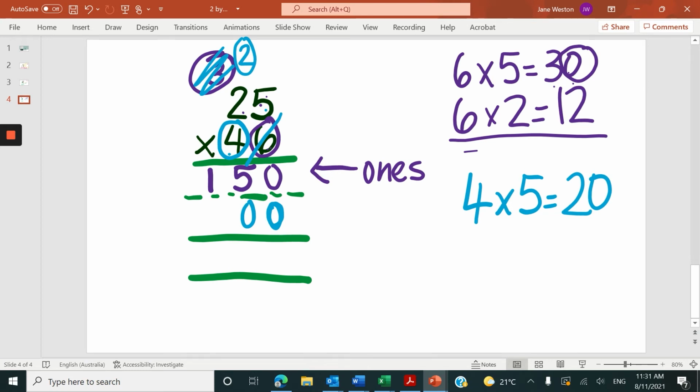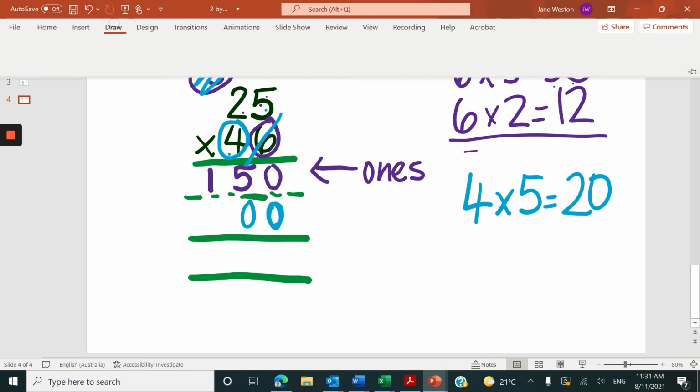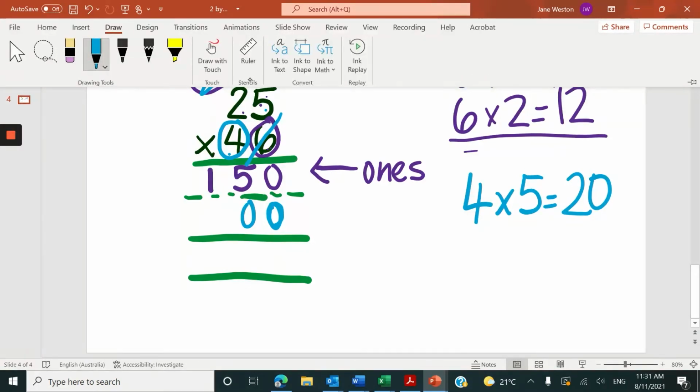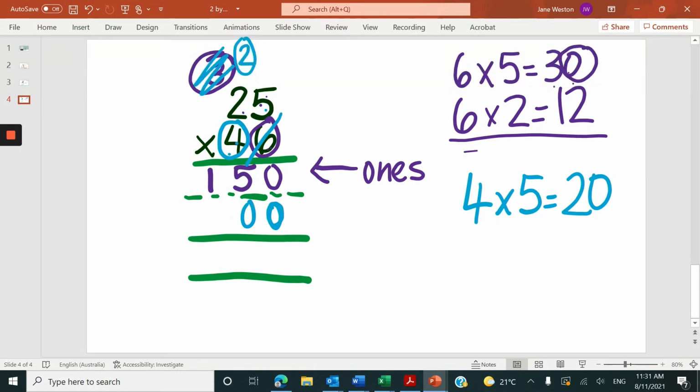And now we're coming back down here to 4 times 2. Just 10 4s. So 40 times 2 10s, which is 20. So 40 times 20, or 4 times 2.